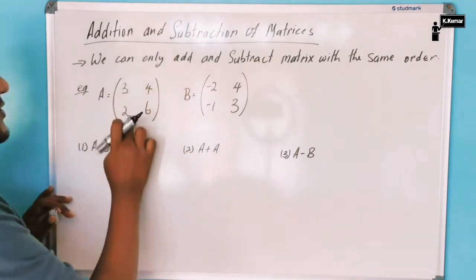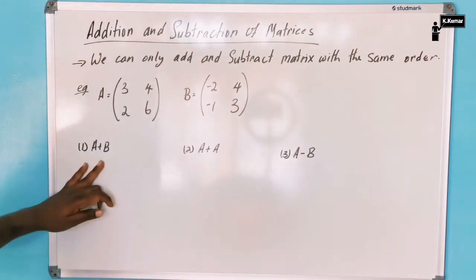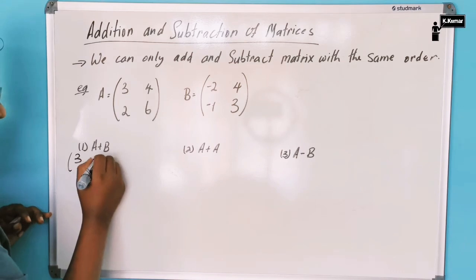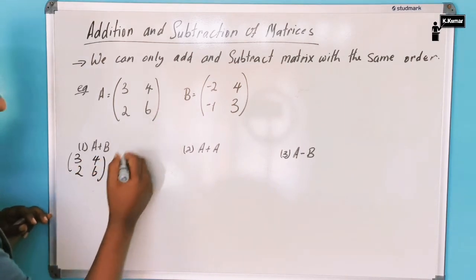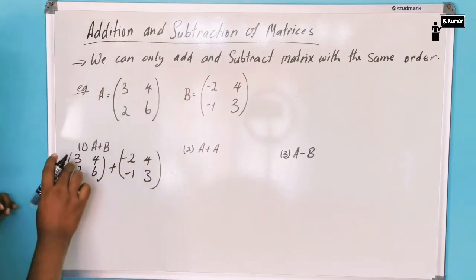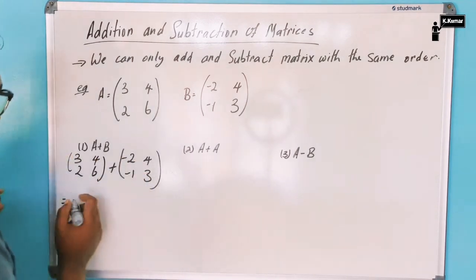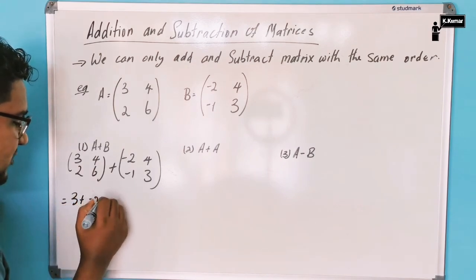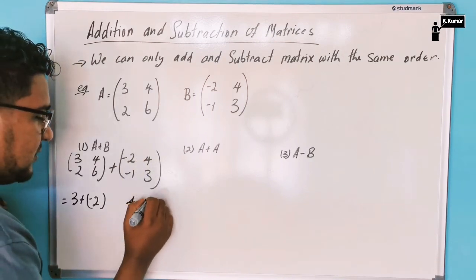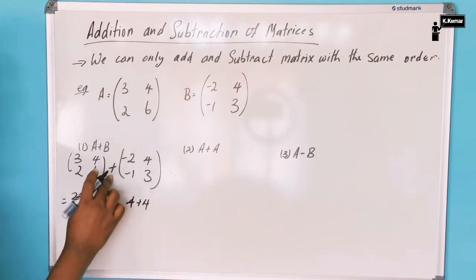And if you notice here, we have 2 columns, 2 rows, so this is a 2 by 2. 2 columns, 2 rows, so there's another 2 by 2. So the first question is to add A plus B. So we set it down as 3, 4, 2, 6 plus B, which is negative 2, 4, negative 1, 3. Now we're going to add identical elements. So this first element is going to be added to this first element. So we have 3 plus negative 2, then 4 plus 4, then 2 plus negative 1, and then 6 plus 3.